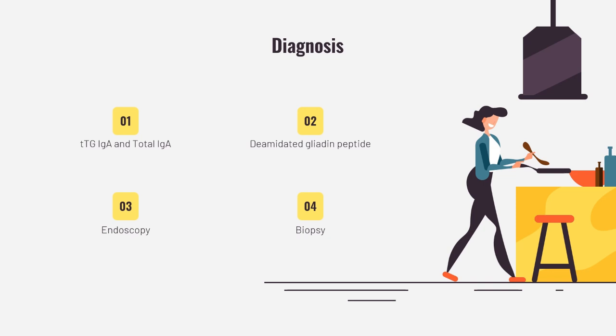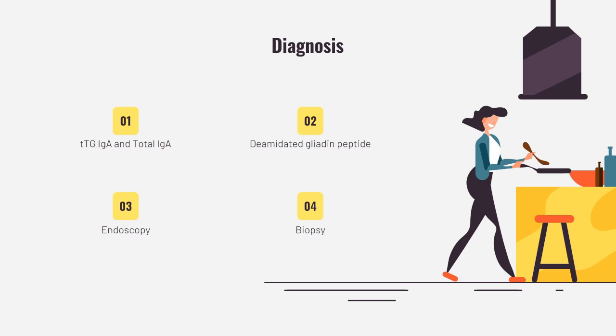Additional studies would include the deamidated gliadin peptide, which is an IgG based test. If we find that the IgA is deficient, then we order the IgG test, which is the deamidated gliadin. Sometimes also HLA testing, to assess the haplotypes that we talked about prior, which are HLA-DQ2 and HLA-DQ8.